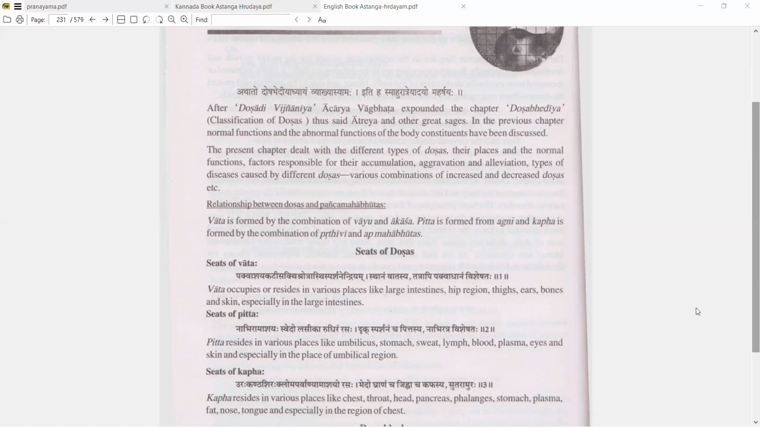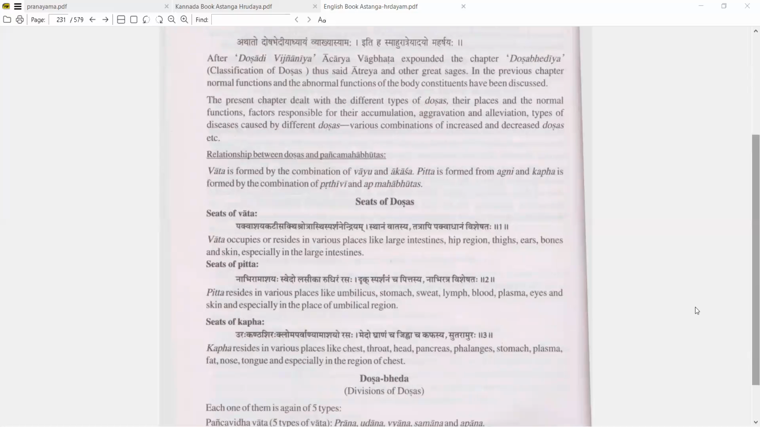Seats of doshas. Seats of Vata. Vata occupies or resides in various places like large intestines, hip region, thighs, ears, bones and skin, especially in the large intestines. Seats of Pitta. Pitta resides in various places like umbilicus, stomach, sweat, lymph, blood, plasma, eyes and skin, and especially in the place of umbilical region.